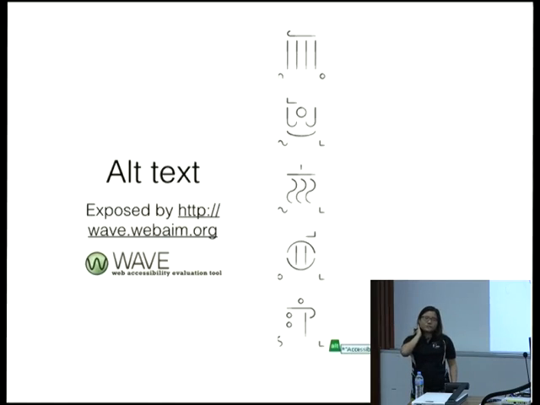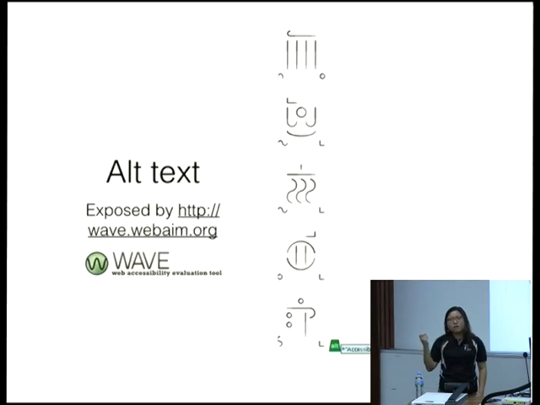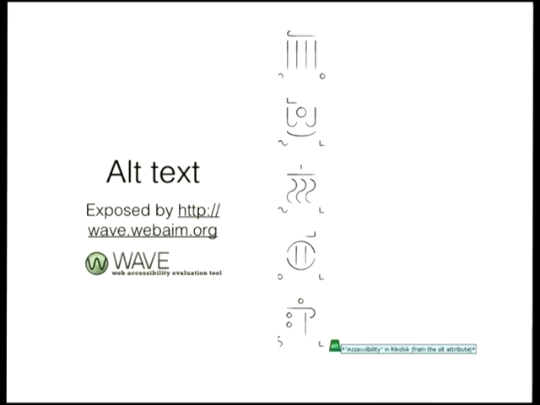Alt text is not exposed trivially to end users of modern web browsers who aren't using some kind of adaptive technology. And that's good, because you don't want redundancy. If you can see the image, you probably don't actually need to see the alt text. That's what the alt text is for, right? I'm just exposing it here using the WAVE toolbar, the Web Accessibility Evaluation tool. Again, another great tool. If you're not already aware of it, you should take a look at some point.